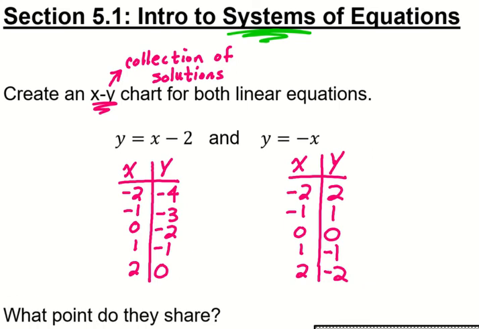Anyway, so we've created at least a small XY chart for both linear equations. And the question is, what point do they share? Well, can we tell, as luck would have it here, if you compare both tables, they both contain the solution, the point, okay, 1 comma negative 1.